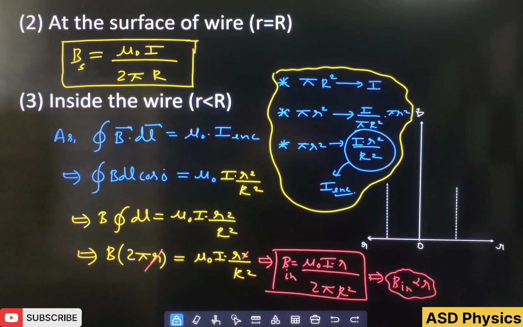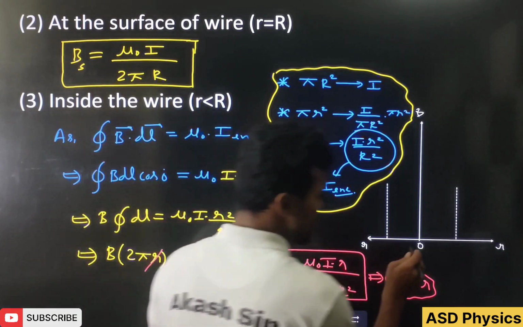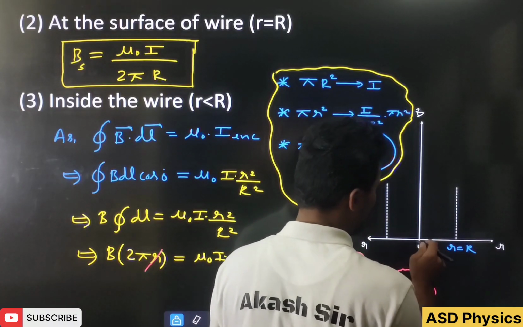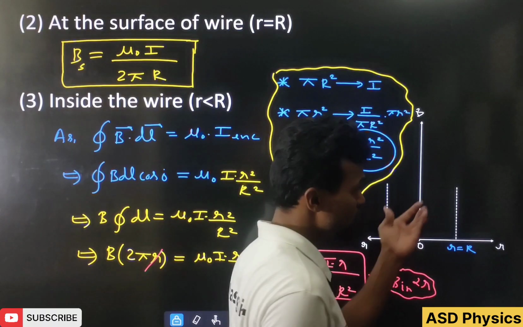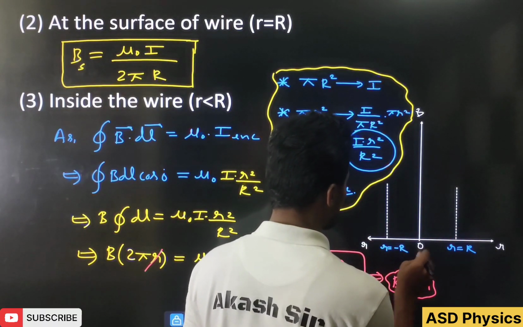And we'll draw the graph also. So how is the graph looking? See here, let's take this as the center, the central line. This is small r equal to capital R. Most of the time the graph is drawn in the first quadrant, but okay, for a symmetrical situation, I will draw this quadrant also, minus r.